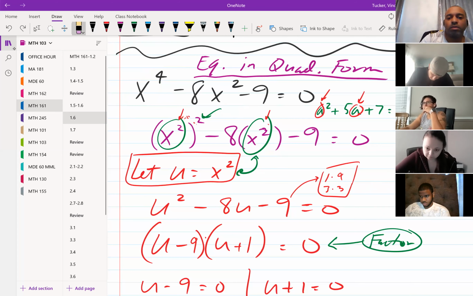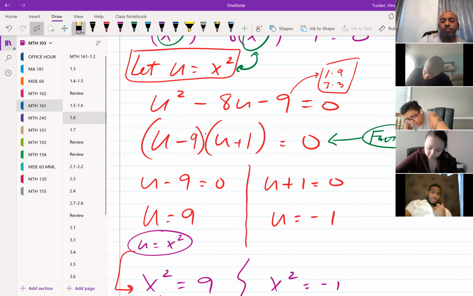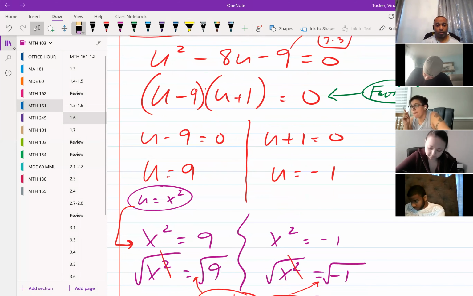All right, are we able to go up? Good. All right, so go ahead and solve them for U. Just add 9 to both sides, subtract 1 from both sides. We have U equal to 9, U equal to -1. But of course, we weren't solving for U. We have to go ahead and put our x squared back in. And that'll be x squared equal to 9, x squared equal to -1.